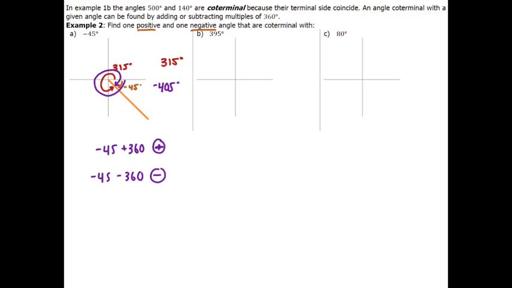All right, 395 degrees. Well, 395, we're measuring that as a positive angle, which means we're going to move counterclockwise. But 395 is bigger than 360, so that means we're going all the way around the circle, and then we're going to go another 35 degrees past that to get 395 degrees in total. So this is our 395 degree angle. Let me just draw that here.